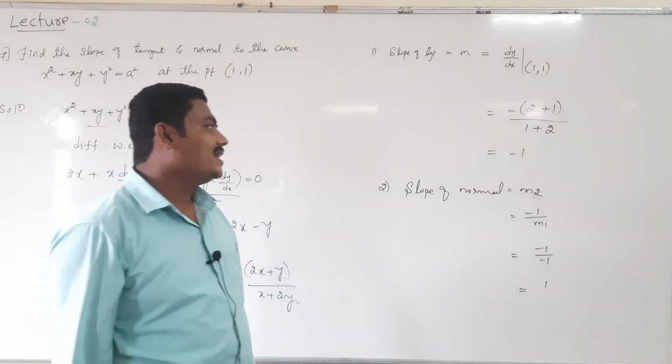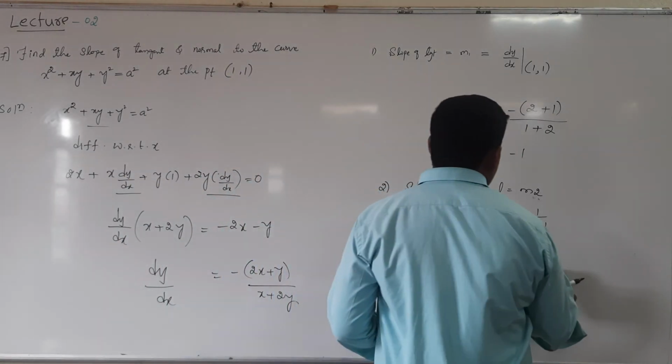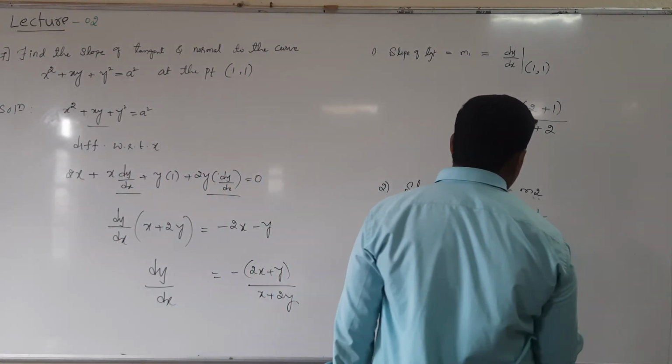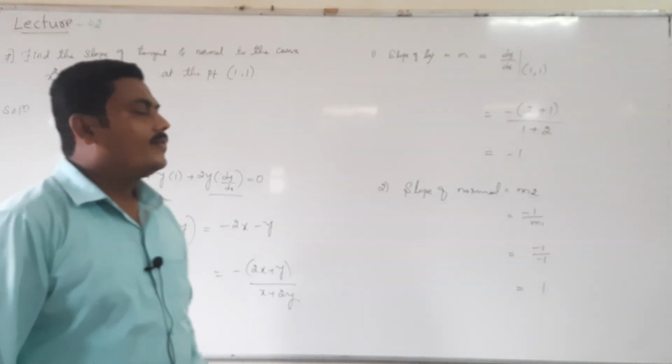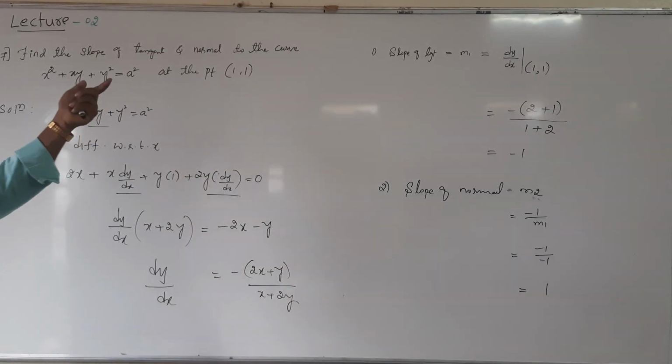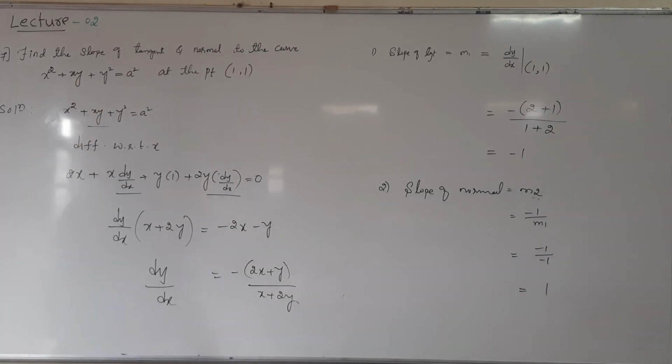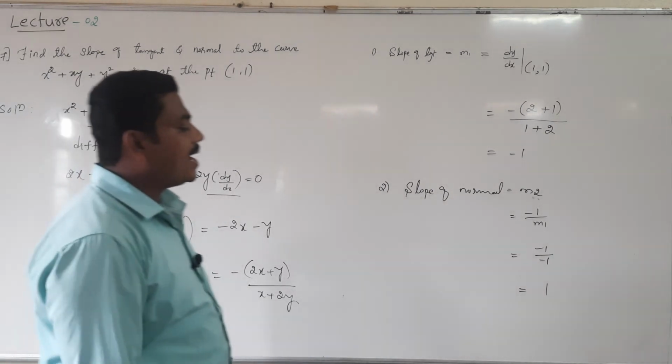Slope of the tangent line is minus 1 and slope of the normal line is plus 1. For this curve, slope of the tangent line at 1 comma 1 is minus 1 and the normal is plus 1.